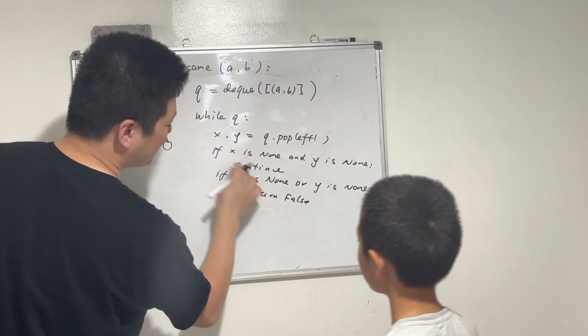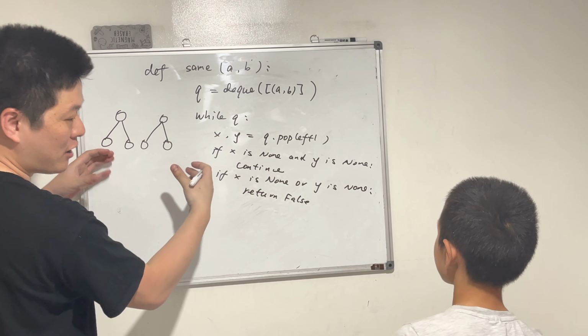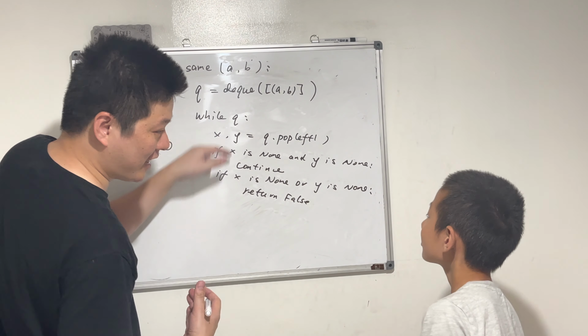The reason we want to continue here is that there may still be some nodes in the queue we haven't checked yet, right? We have to finish everything in the queue, okay?